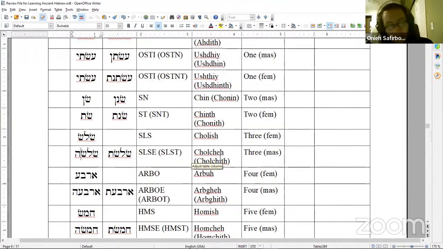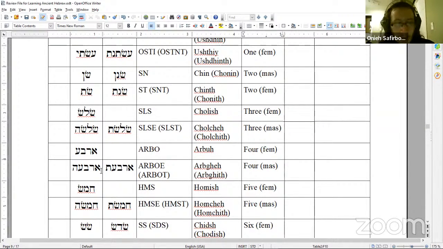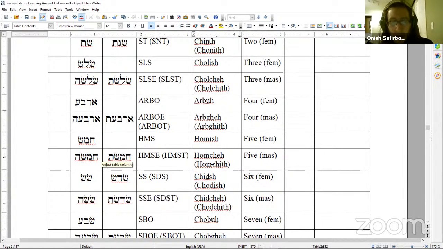Kalavim. It's related to the name Caleb, which is the word for dog. So then we have Arva or Alba. That's the feminine version of 4. And Abgith, masculine version of 4. Hamish, feminine version of 5. Hamchith, Hamcha, originally Hamchith, masculine version of 5.